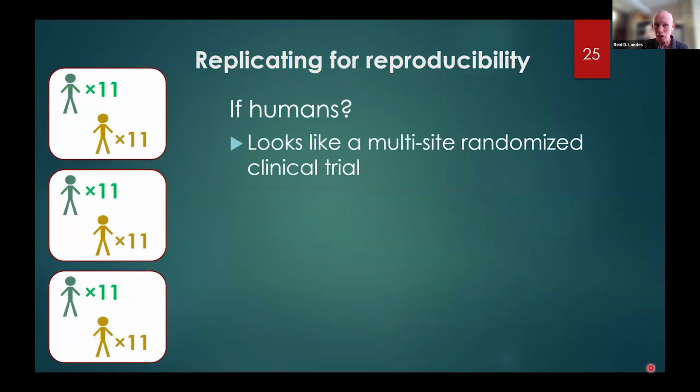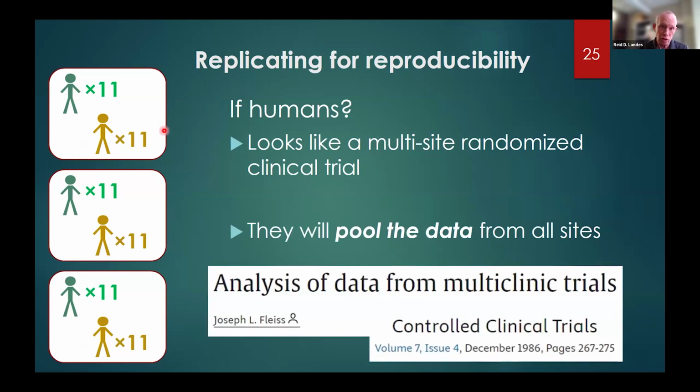Now, if this was a human study, this would look very much like a multi-site randomized clinical trial. And you know what the principal investigator is going to do with data from these different clinics? They're going to analyze them together. They're going to pool the data. The statistical methods for doing that have been around for a long time. Here's a paper from '86 by Dr. Fleiss. He describes how to analyze data from multi-clinic trials, how to pool the data, a correct way to pool the data that accounts for the big units here, and of course the incorrect way, which is ignoring the big units. And the method that he describes here is totally appropriate for the rat experiment I'm talking about.